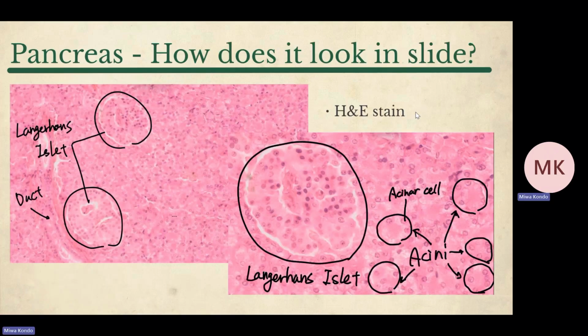Now, what does a pancreas look like on slides? With a regular hematoxylin and eosin stain, the Langerhans islets appear somewhat pale, while the small acini fill the other areas.